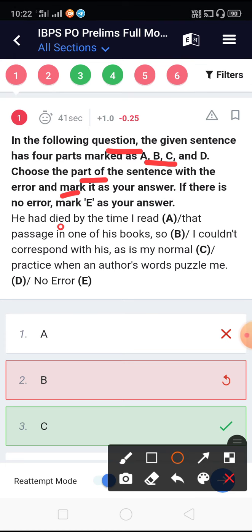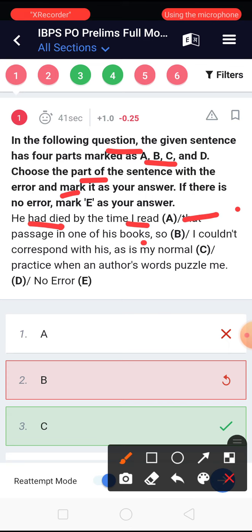He had died by the time I read that passage in one of his books, so I could not correspond with him, as is my normal practice when an author's words puzzle me.